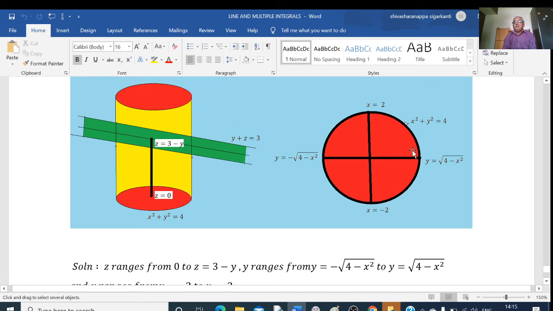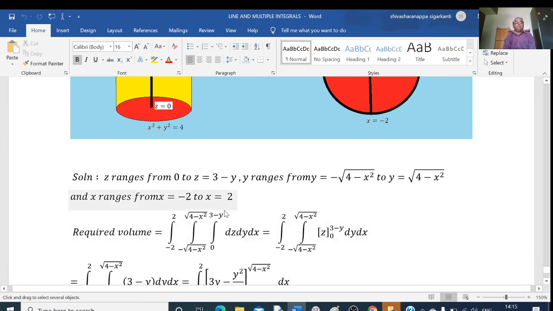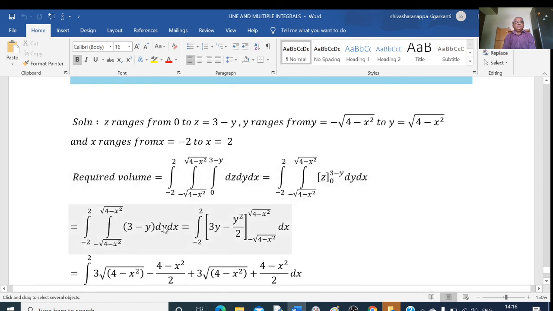Y is a function of x. So z ranges from 0 to 3 minus y. Y ranges from minus root of 4 minus x square to plus root of 4 minus x square, and x ranges from minus 2 to plus 2. Now integrating first with respect to z, because these are the limits of z. dz integration, z between 0 and 3 minus y, substituting upper limit 3 minus y minus lower limit 0, just 3 minus y dy dx.